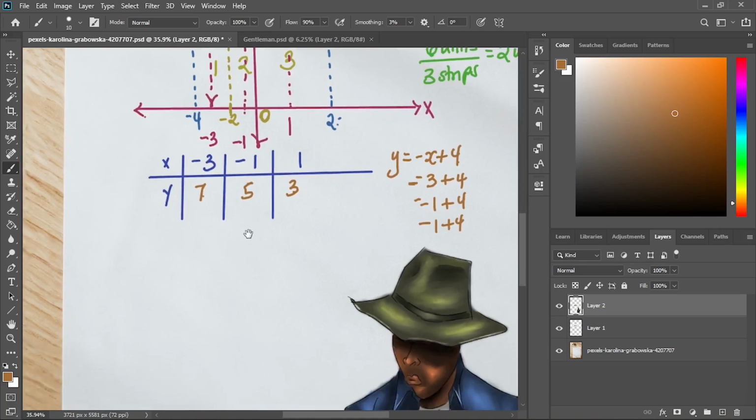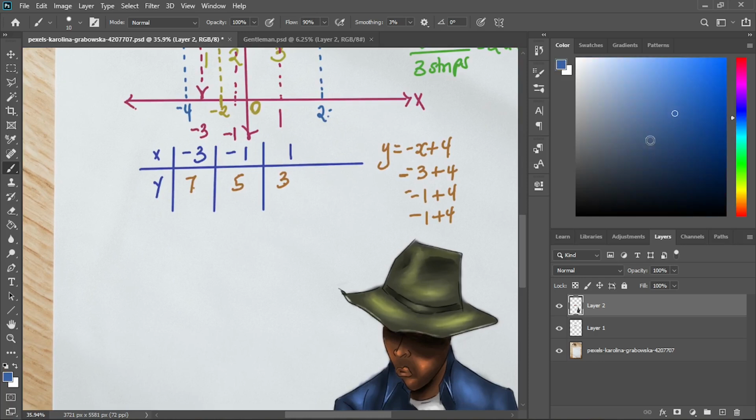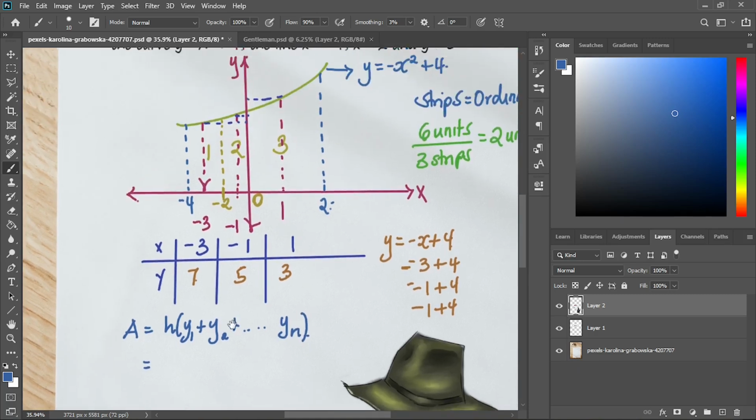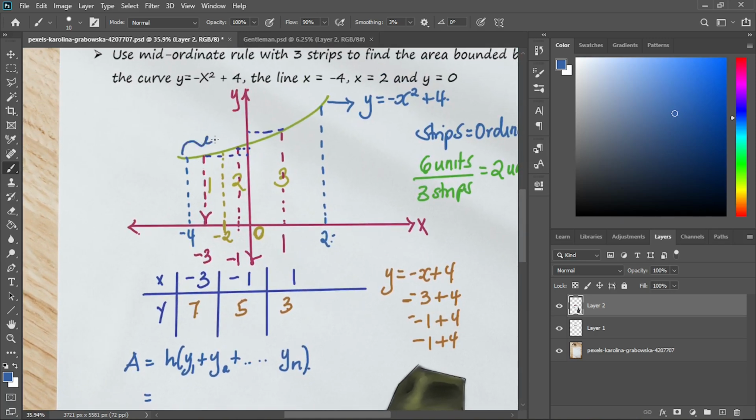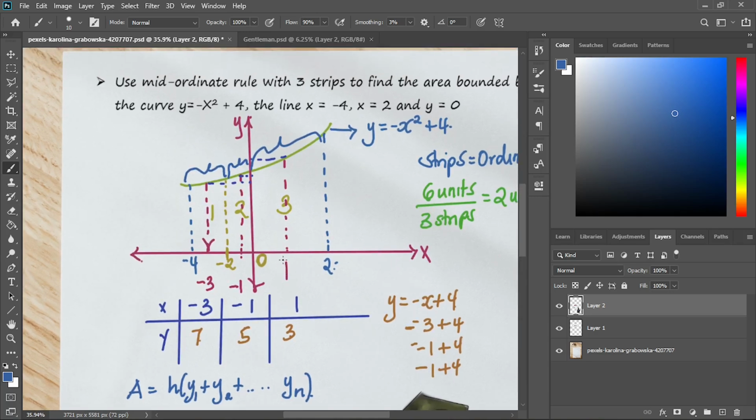But what is the formula that we use for the mid-ordinate rule? The formula is the area equals h into y1 plus y2, and you add all of them up to the last ordinate yn. In this particular case, h is the width of the strip itself. Though we are having 3 strips, they're all equally drawn to scale, because each one of them has a width of 2 units. That's 2 units. This value here is going to be our value for h, the width of the strip itself.